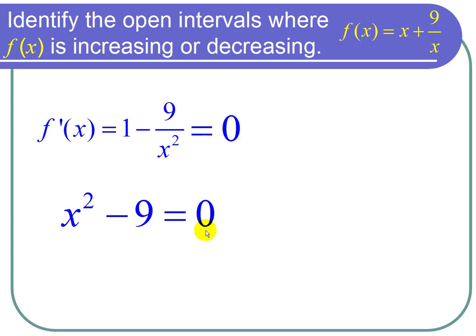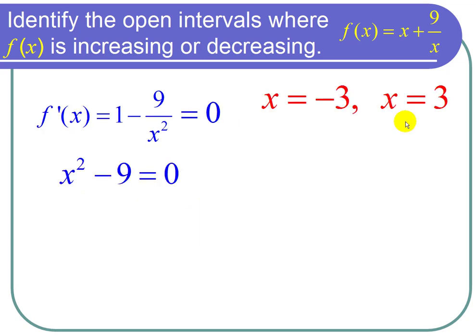But we're not done yet, because a critical point also occurs when the derivative is undefined. Notice that when x equals 0, f prime is undefined. And in fact, f of x is not continuous at 0. So of course, f prime is not defined. So we add our third value of x equals 0.